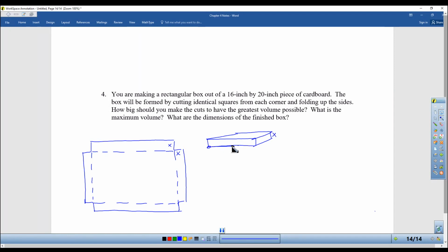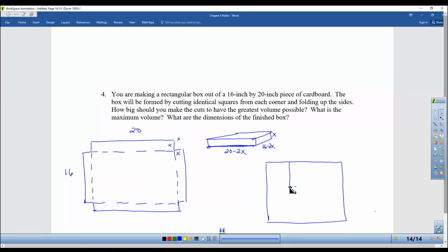This side, the distance of this side, if it was the entire thing, would have been 20. But since I've cut a little x out of both corners, this side is 20 minus 2x. And in my original, before I cut the x out, this side was 16. But once I cut that little corner out, that side, which I'm folding up along the dashed line, is 16 minus 2x. Now, I could have taken the same box and done it very differently.